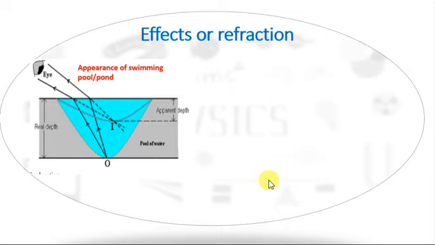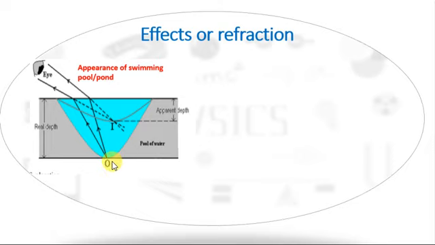Now refraction has some effects in real life. What are some of those effects? If you have ever stood near a swimming pool or a pond, you must have realized that it appears to be shallow. When you stand on it, it looks like the bottom is very near, when in actual sense it is very deep. Now this is one effect of refraction.